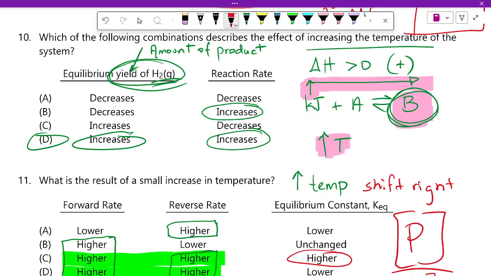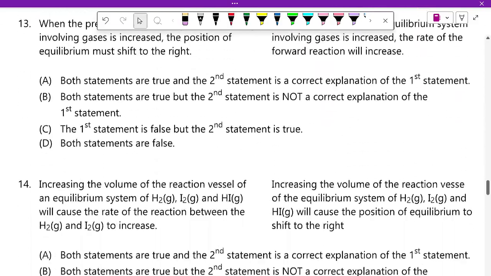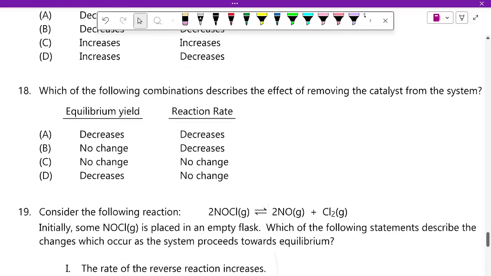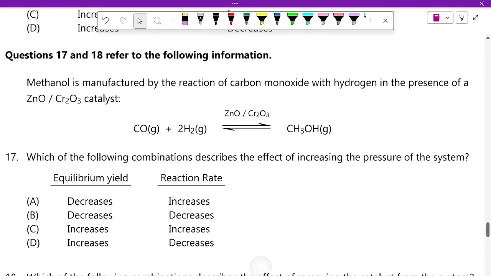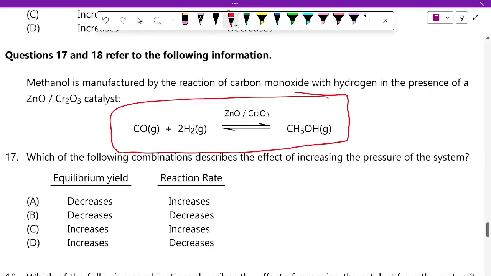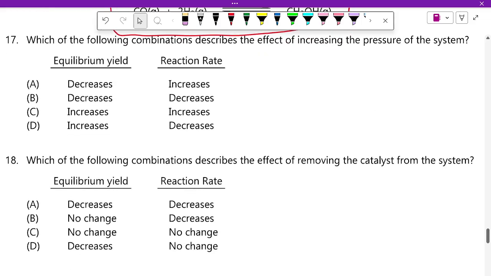Anything else before I go to some multiple choice? Yes. 18 on page 83. Page 83, number 18, yes. Which of the following combinations describes the effect of removing a catalyst from the system? And I assume the system is up here. Here's our system. If we remove a catalyst, what happens to our rate? Is the rate going to stay the same, or is it going to decrease? Those are our 2 choices.